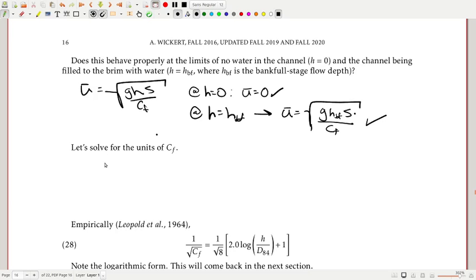And so then let's solve for the units of the Chezy friction factor. Well, since we just have u bar equals u tau over square root of C_f, we know this is units of velocity. This also has units of velocity, so C_f is unitless.